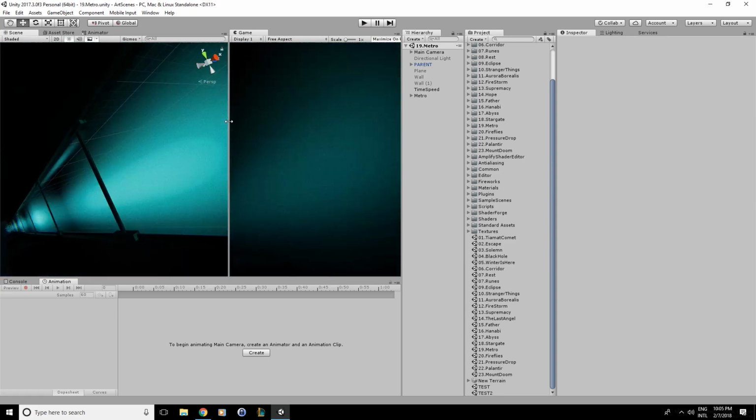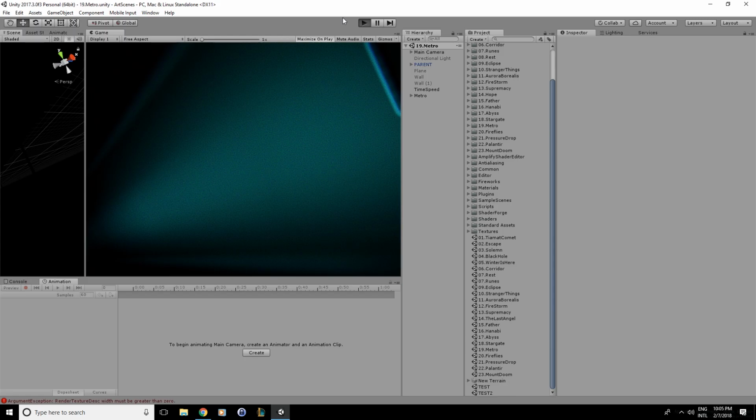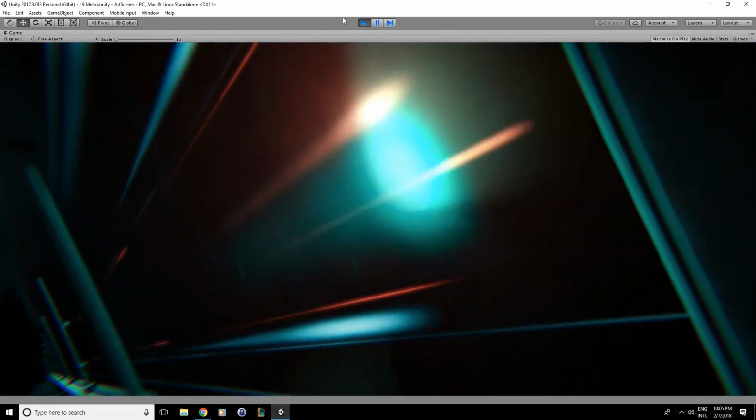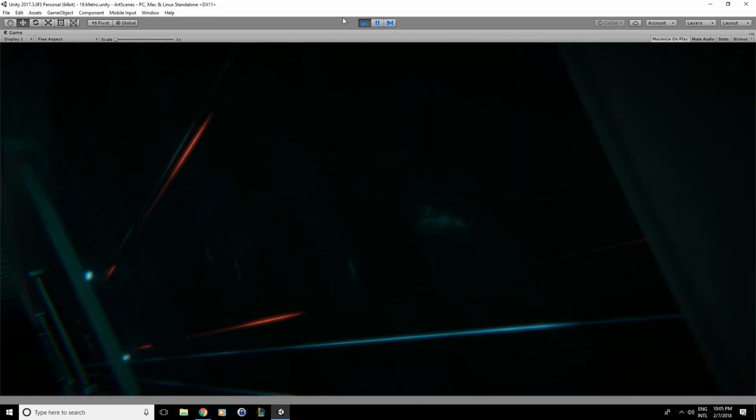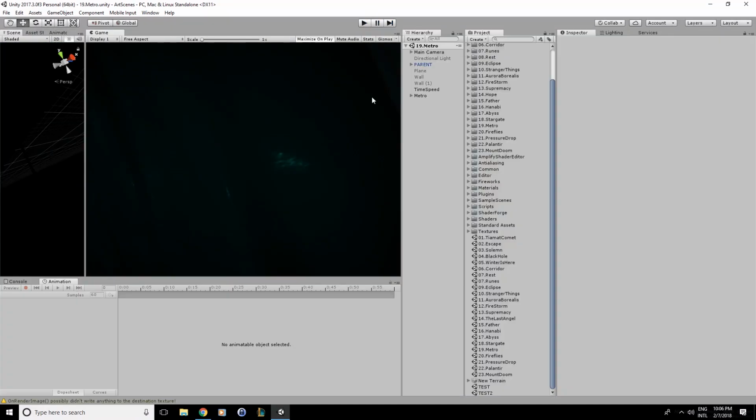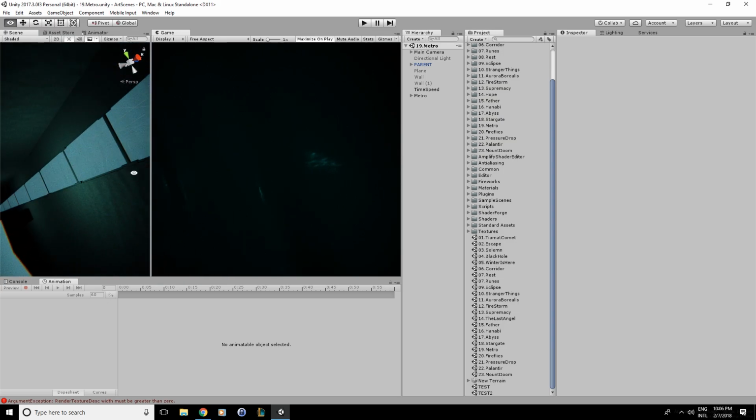So first of all, let's just check the scene in game mode. And so yeah, that's what I have. We just have some lights, and at some points we have a metro going next to us in the opposite direction. Here, yeah. So all of this is just particles, really.